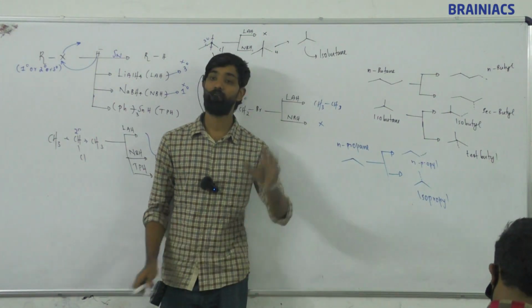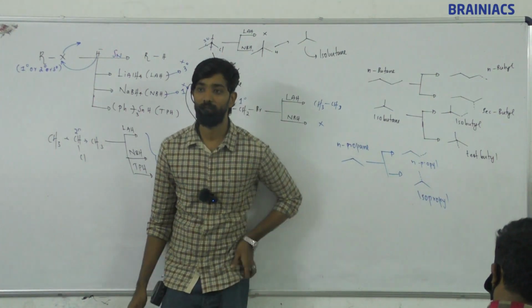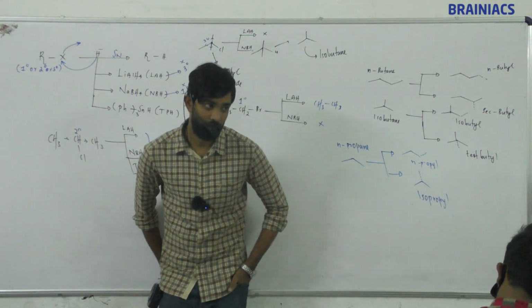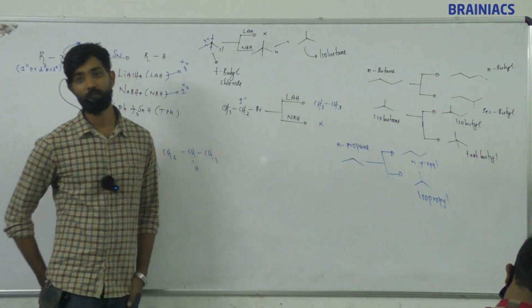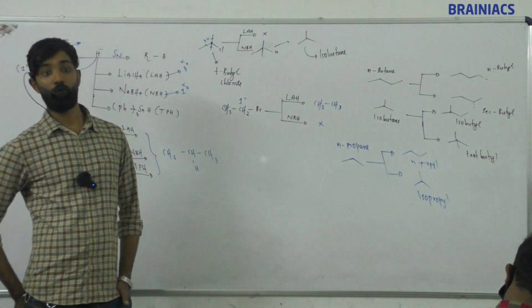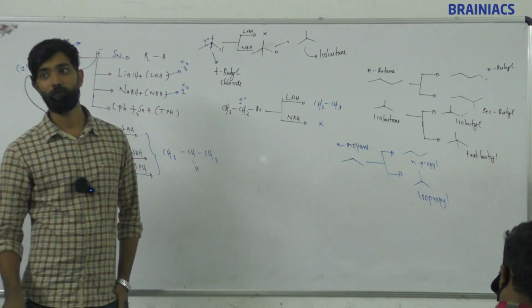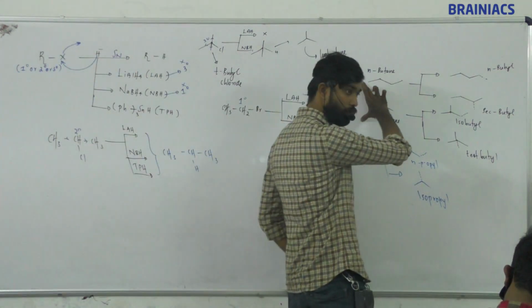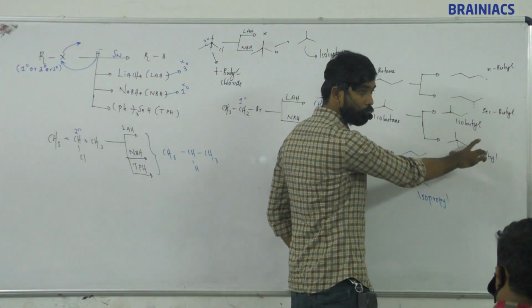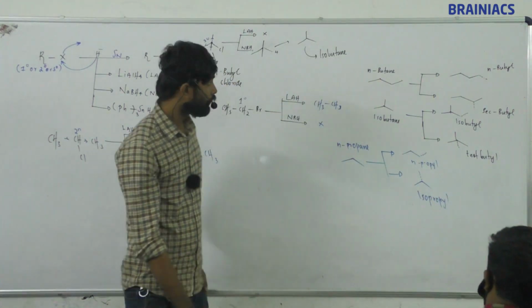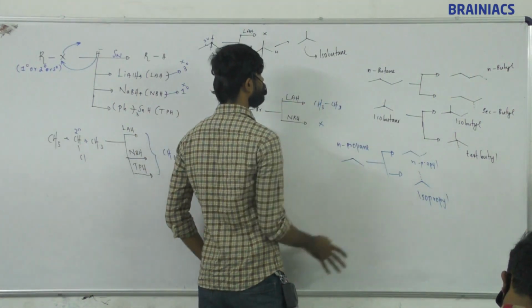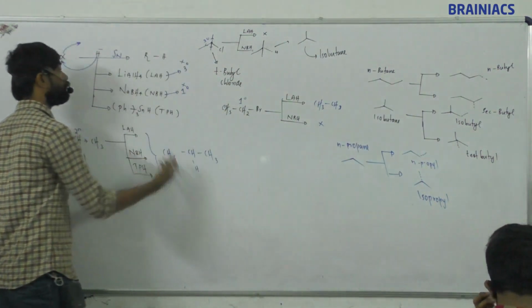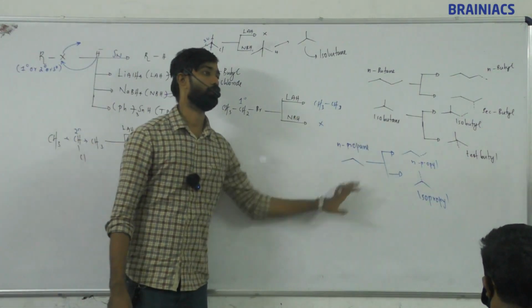Like that, there are 8 pentyls, and 3 pentanes: isopentane, neopentane, normal pentane. Only 3 pentanes are there, but 8 pentyls are possible. Like this, pentanes are possible. Okay. This you have to know, because in your alkene, this is very much important.